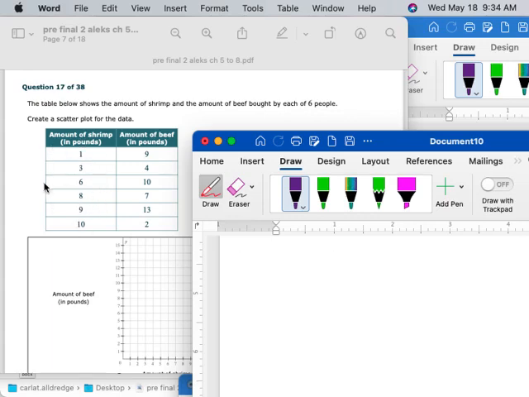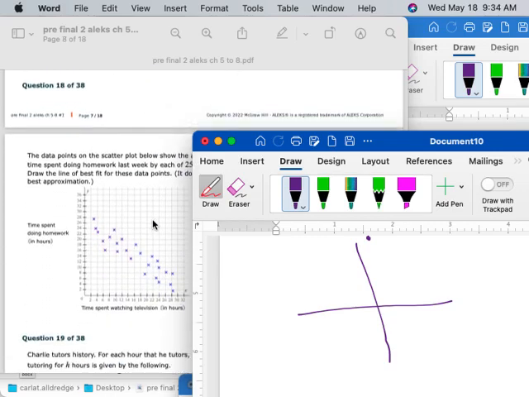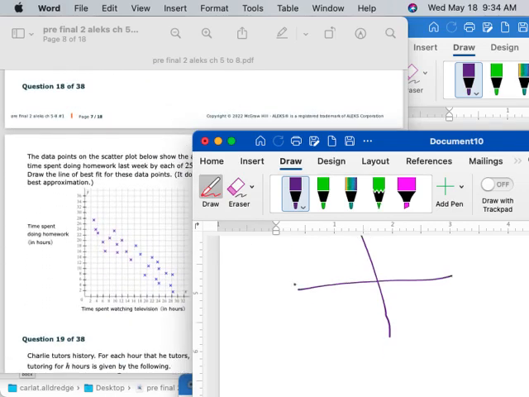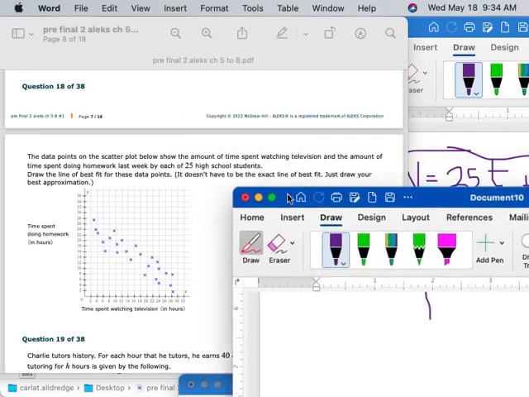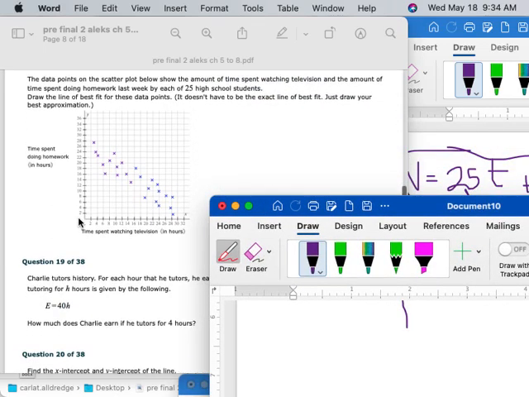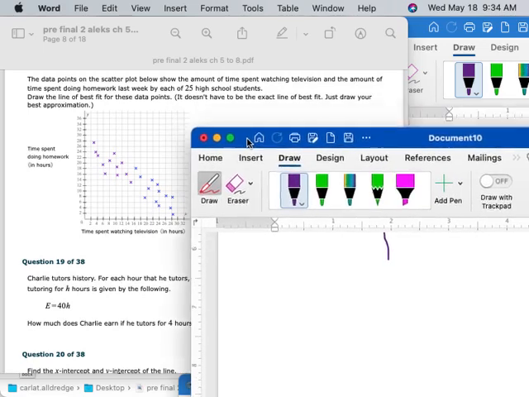Now, the big thing though is I've seen some people mess up. This is the X and this is the Y. This is the X, so it's going to go this way. All right, so 1, 9 goes 1 to the right and up 9. Some of you are doing those backwards. Number 17, do you just plot them? Yes, that was just plotting the points.